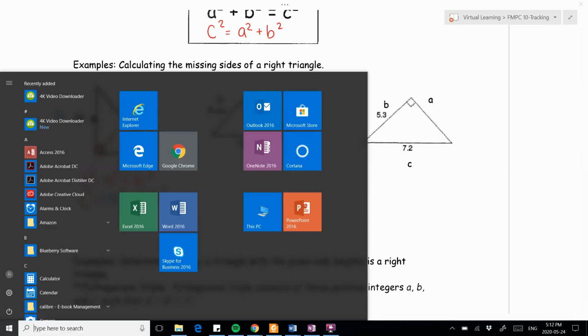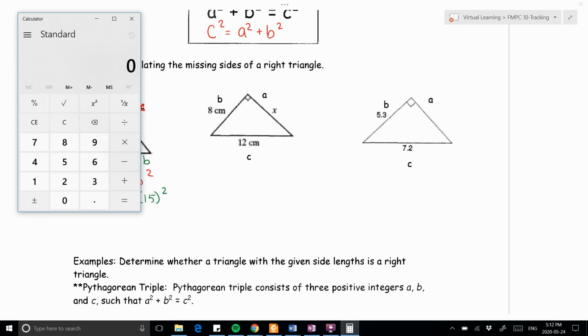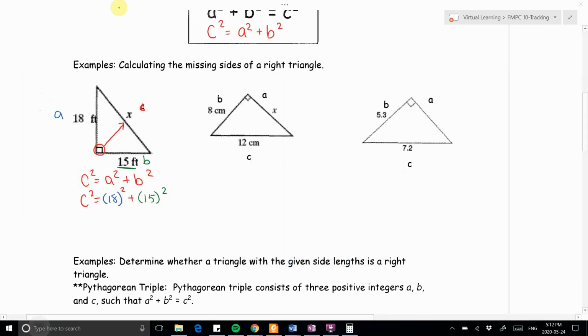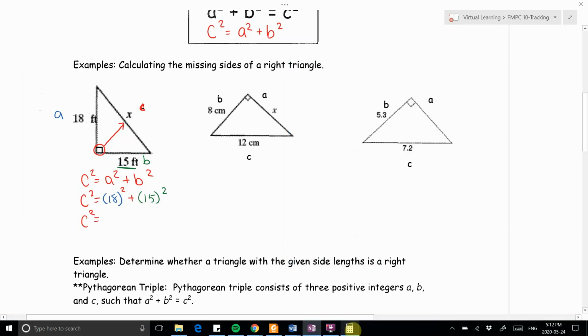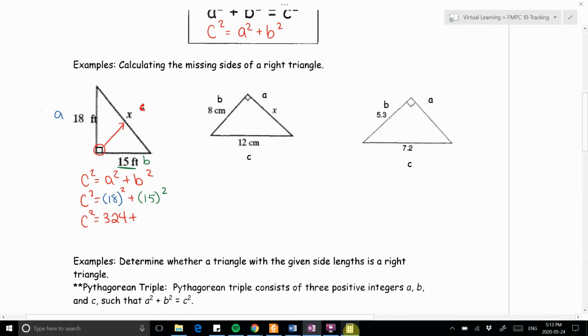I need to pull up a calculator. So here, this is where we're going to start calculating. My C squared is going to be equal to 18 squared, and I'm using my x squared button, so 324, plus 15 squared, 225.